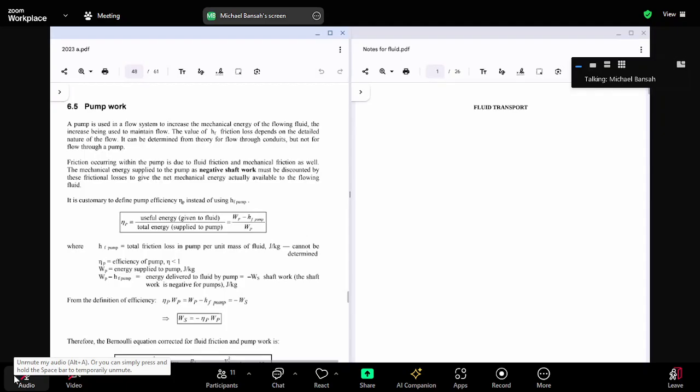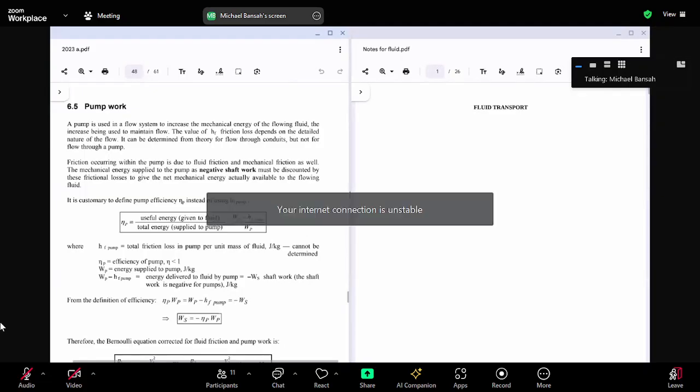Okay, so pump work. We have to understand the operation of a pump before we can do a balance around it. We have to understand what a pump is, what the pump is used for, and the features of the pump. From the notes, that's 6.5 pump work. The definition for a pump is given: it increases the mechanical energy of a flowing fluid. So this mechanical energy can result in 3 things.